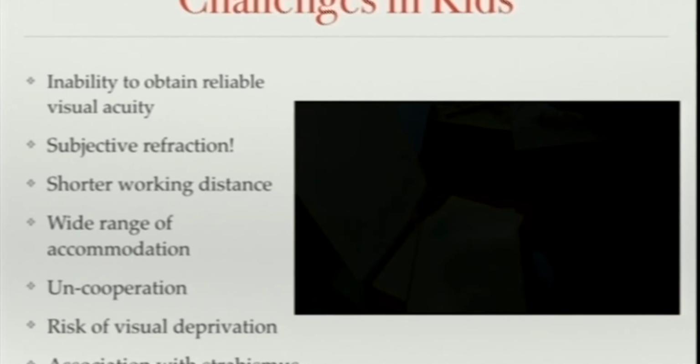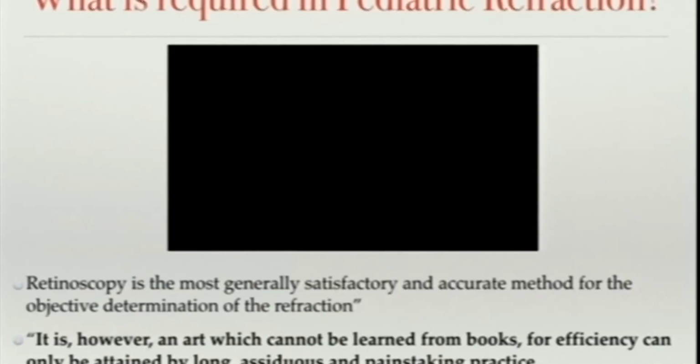In very young children we do the cake decoration method, and even less than that we can do Teller acuity, and now you saw the Cardiff acuity. For 3 to 5 years we have the SG charts and the HOTV charts, matching principle, and then the Snellen's. Mostly you cannot expect them to cooperate, so you need to find a way to go around that, and there is a risk of visual deprivation and amblyopia, and there is association with strabismus.